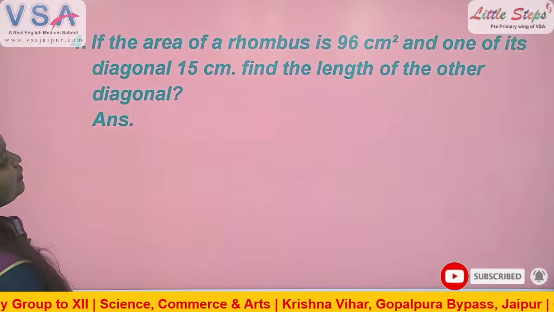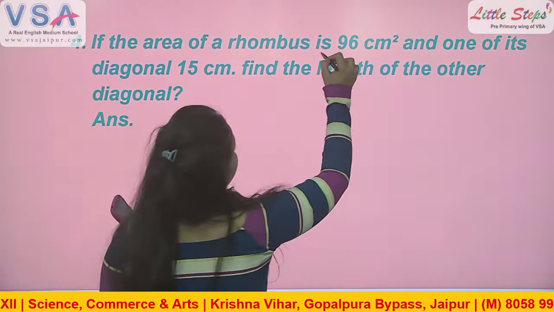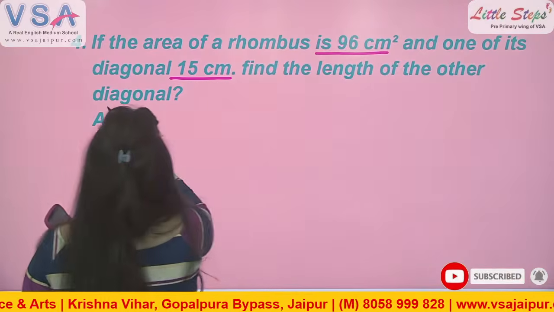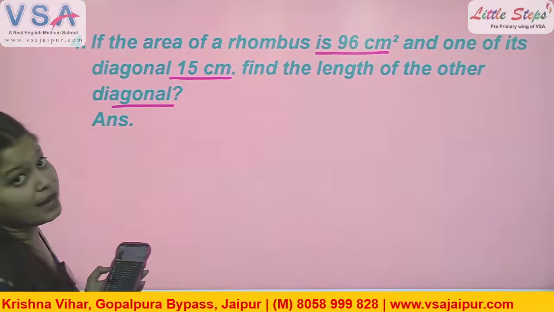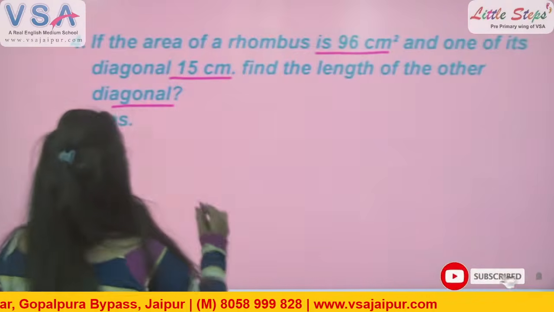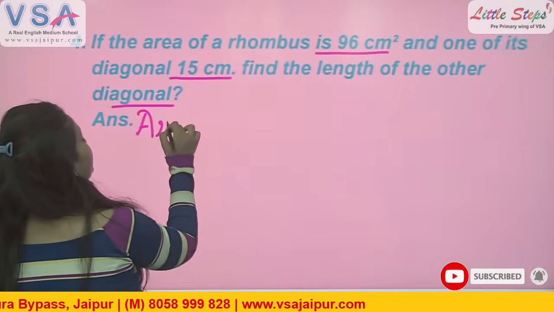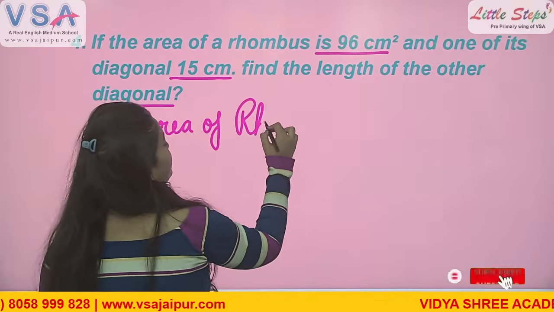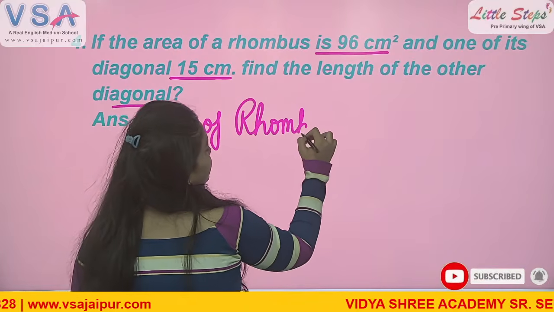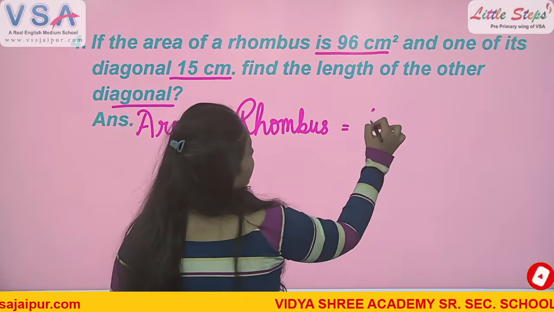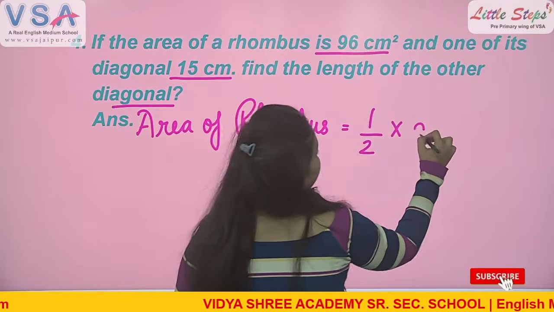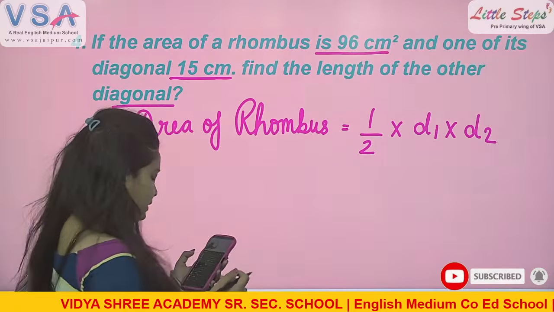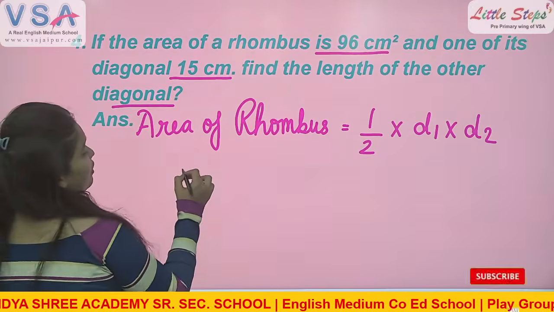If the area of a rhombus is 96 centimeter and one of its diagonal is 15 centimeter, find the length of the other diagonal. In yesterday class, we will discuss the formula of area of rhombus. What is the formula of area of rhombus? Area of rhombus is equal to half into d1 into d2. d1 and d2 are the diagonals.